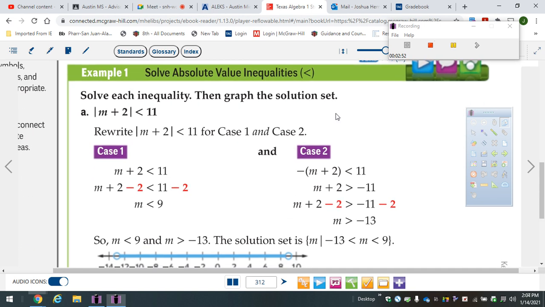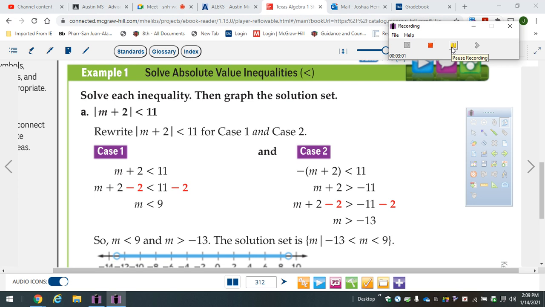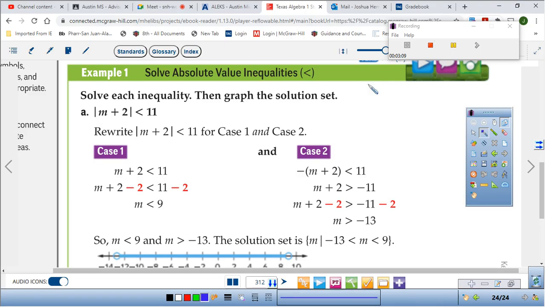So let's come out here real quick. We're going to solve each one of these real quick. Okay, solve each inequality. Remember, this is saying the distance. Let's go back to that example they gave us from the book. I want you to draw a cheap number line real quick. 0 here. And if we go to 11 all the way over here, and negative 11 here, these distances are all less than.